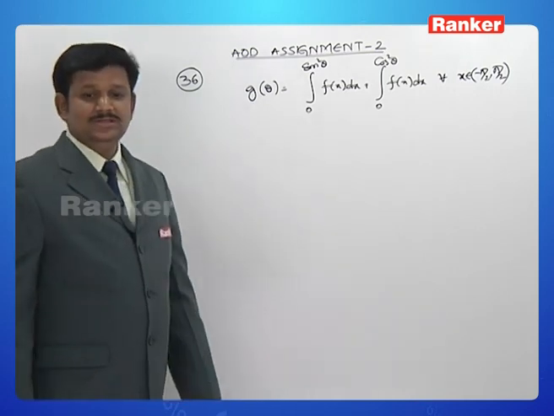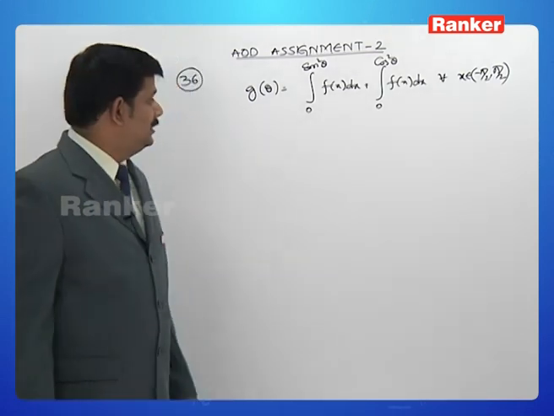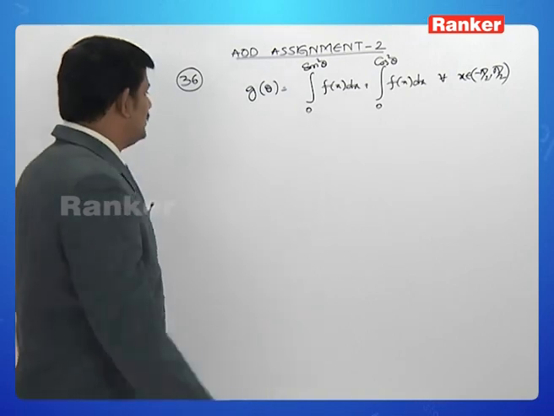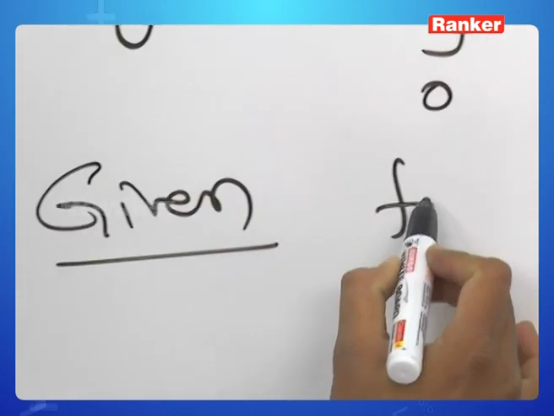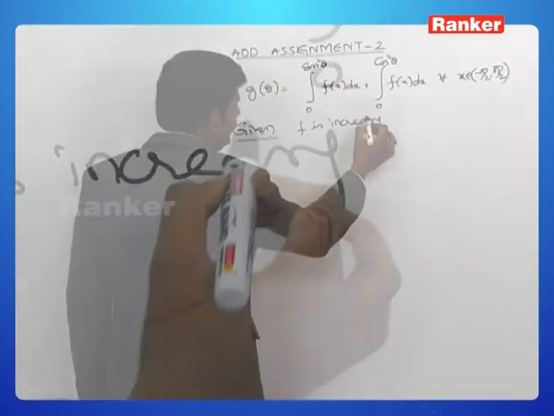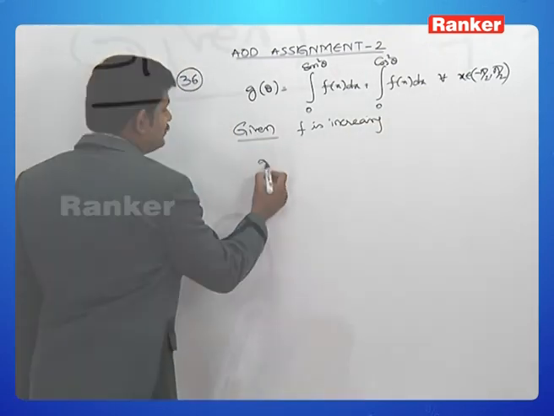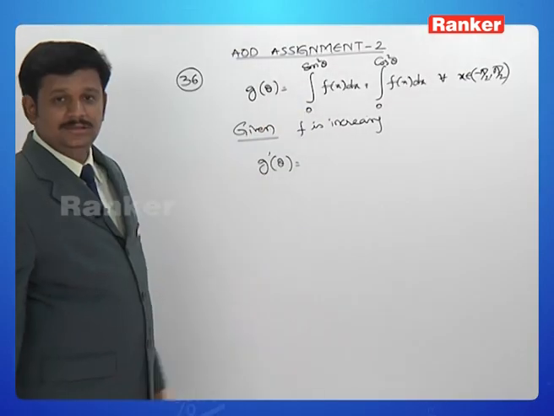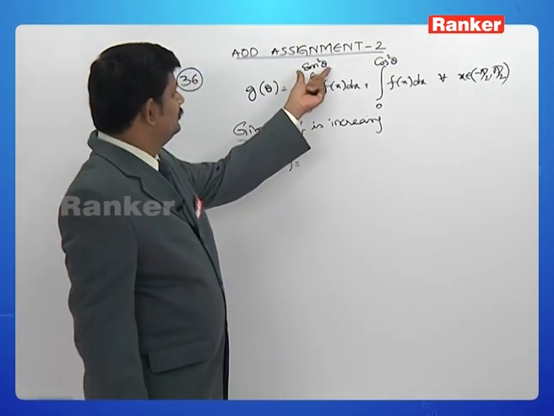So the question says f of x is an increasing function, and g of theta is increasing in which interval? So it is given that f is increasing, and we need to find the interval in which g is increasing. So let us observe g dash theta. We have to differentiate a definite integral. For that, let us use Newton-Leibniz theorem.